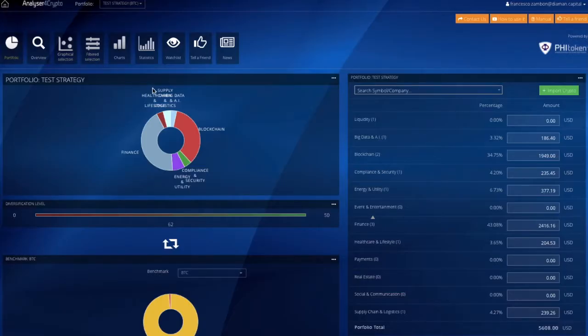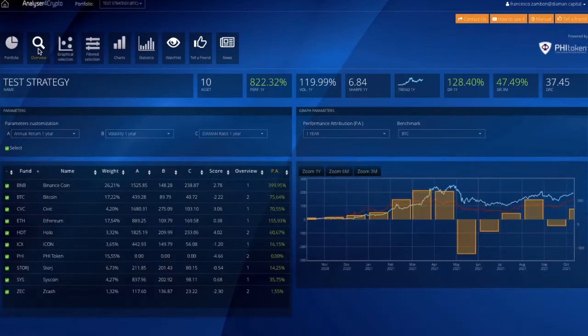Overview. If you want to analyze the performance of your wallet or the performance attribution generated by the individual investments of your portfolio, you have to click on the Overview button. The section is divided into several parts. The first is where you can see the main statistical data of the portfolio.